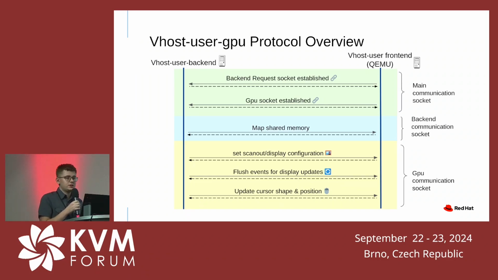So two other sockets are established, the backend request socket and the GPU socket. The backend request socket is in general for more devices, and in our case, we use it to map shared memory regions. There is also the GPU specific socket, and we need that for display output and things related to that, such as updating the cursor location and cursor image.